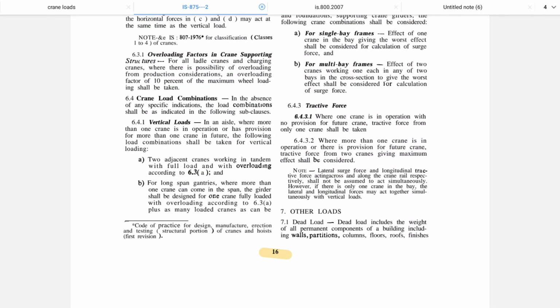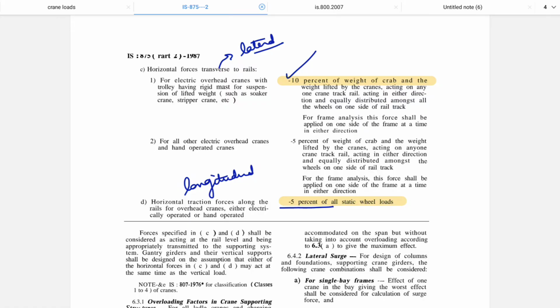All right. So the lateral surge is 10% of the weight of the crab, and longitudinal surge is 5% weight of the crab, and the empty weight lifted by this crane, 10% of that. So you can take the maximum wheel load and into 0.1 will give you 10% of the maximum wheel load, you can take as the transverse or lateral loads, and 5% of all the static wheel loads you can take as the longitudinal loads.